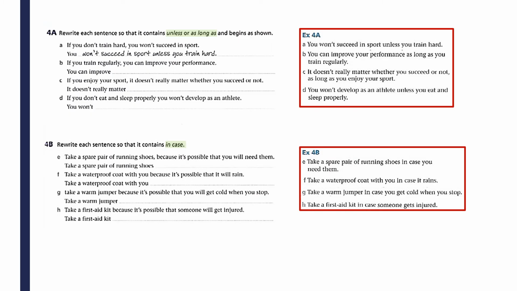For part 4a, you are required to choose between the expressions unless or as long as, which are opposites to each other, as we've discussed before. Therefore, you have to check the meaning of the sentences carefully before you write. For part 4b, it is more straightforward because you don't have to choose between different expressions. You only have to pay attention to getting the form correct.